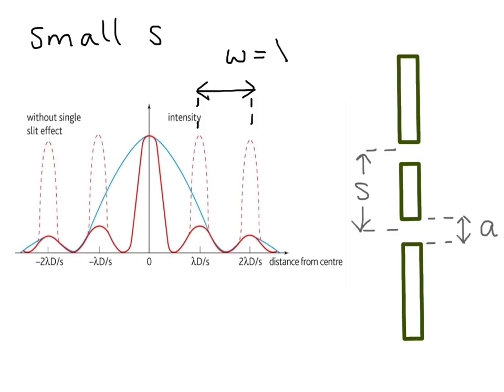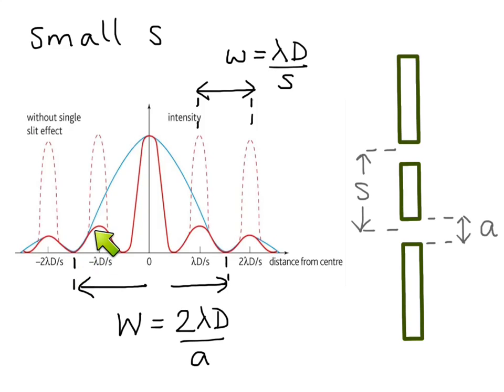So Young's slits formula, w equals lambda d over s, gives you the spacing between the fringes. So the dotted lines here represent what you would get just with the Young's slits pattern. Okay, so remember, equally spaced, equally bright. But the blue line here, which goes up around there, is the single slit diffraction pattern given by this formula, w equals 2 lambda d over a.